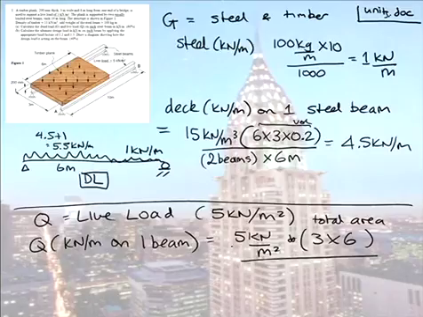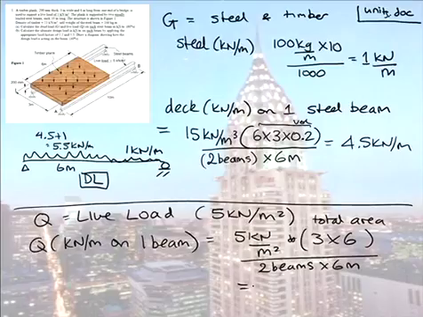Now that gives me the total load on the whole system. So I'm going to divide by 2 beams. That unit now currently is still in kilonewtons. I want it in kilonewtons per metre, and the length over which it acts is 6 metres. So that gives me a live load of 7.5 kilonewtons per metre.